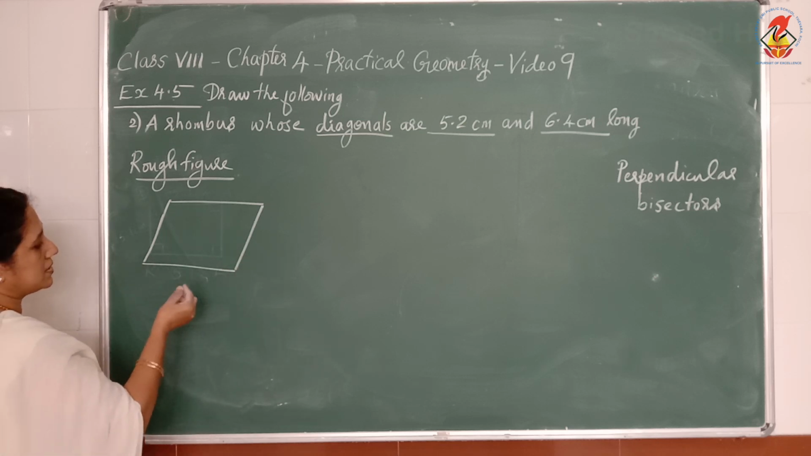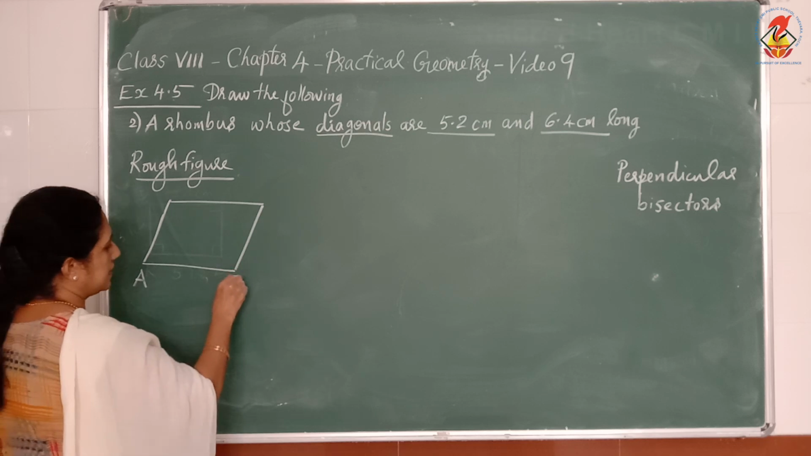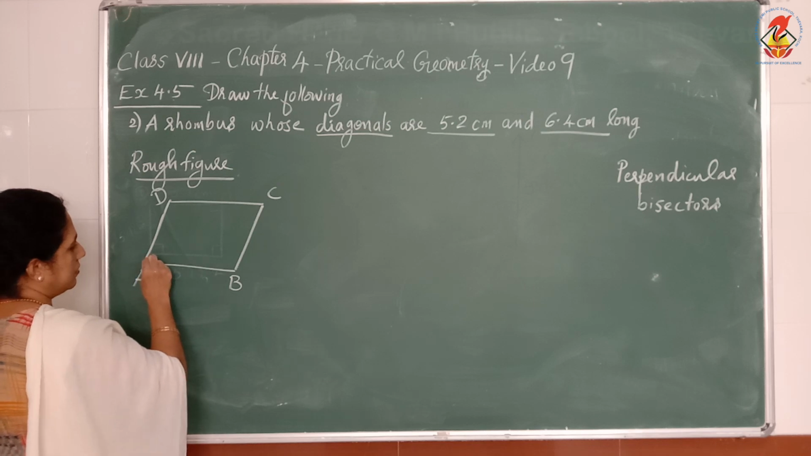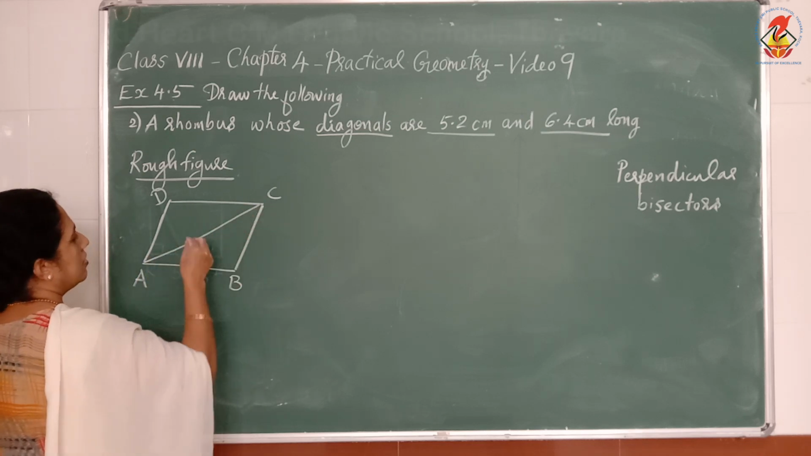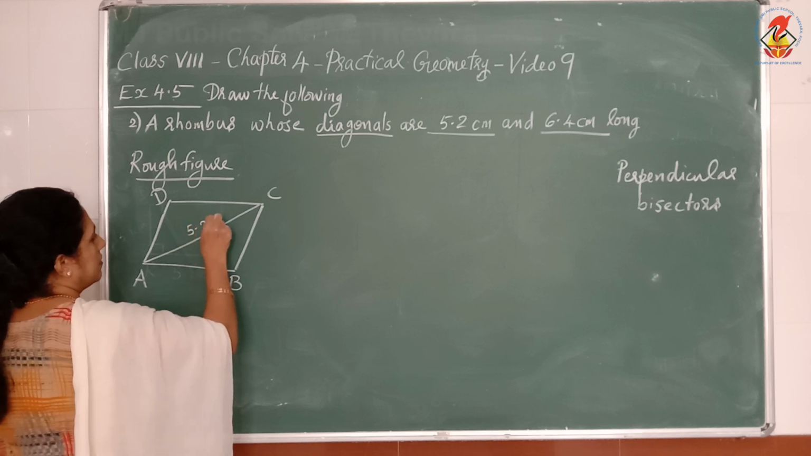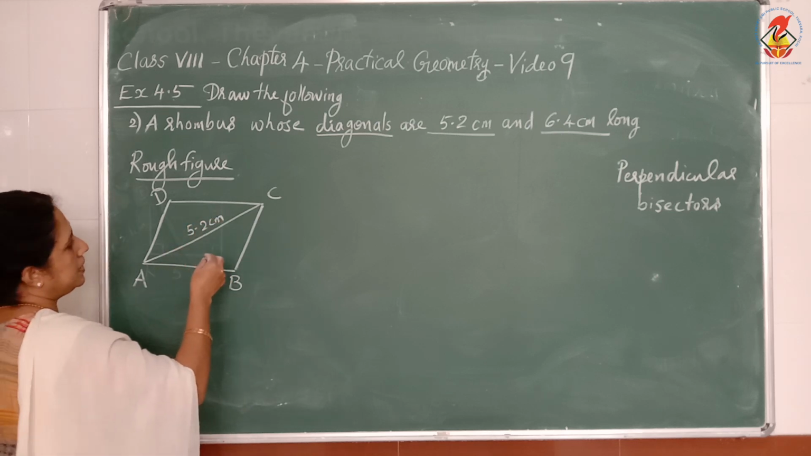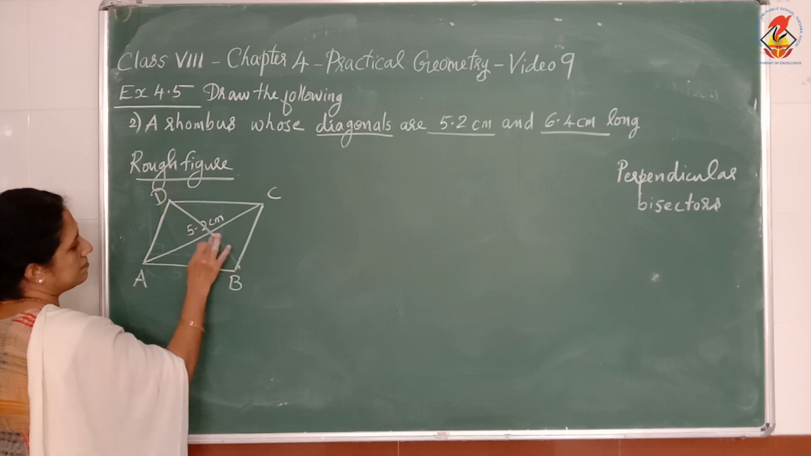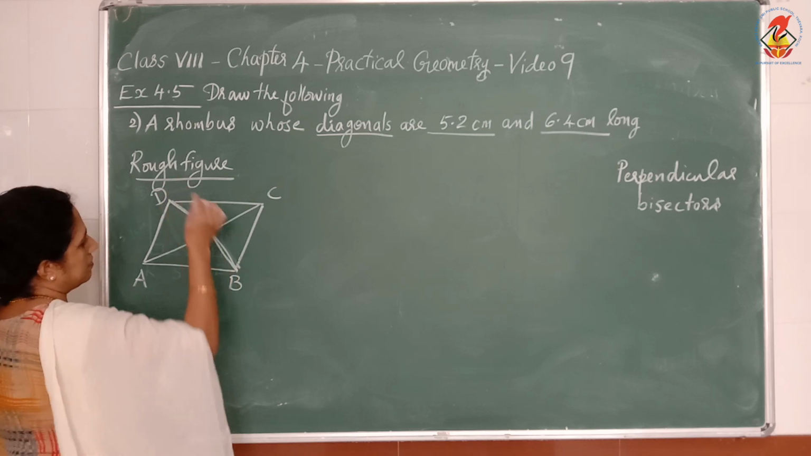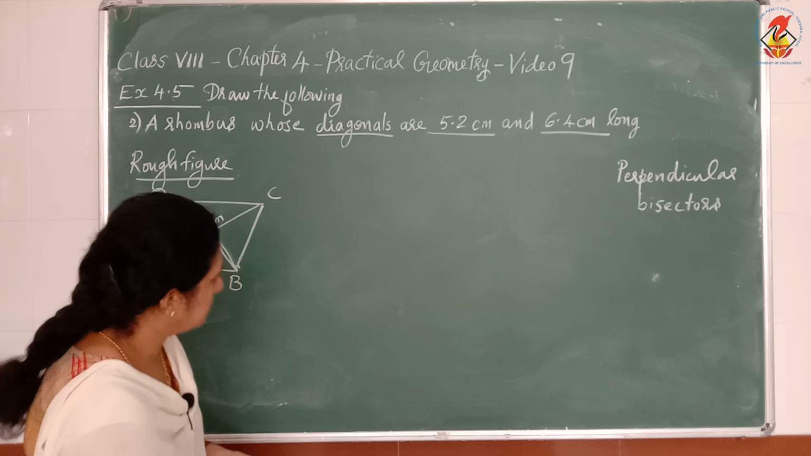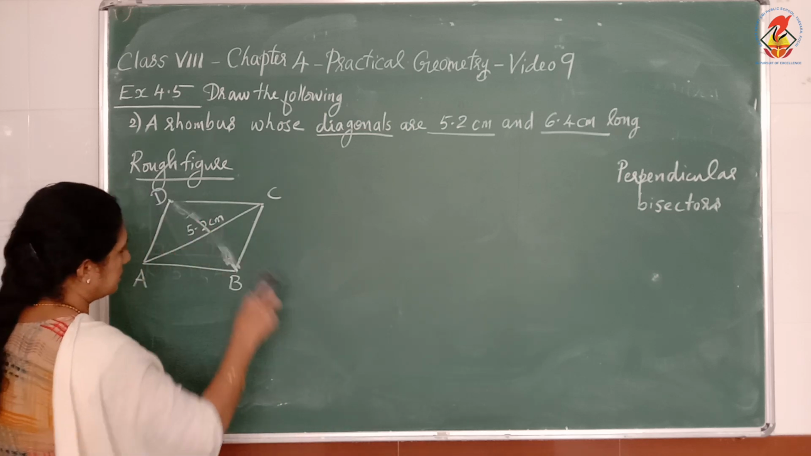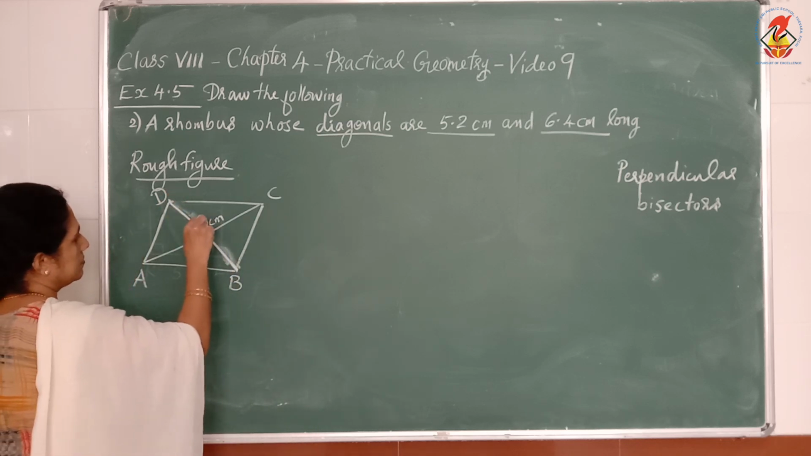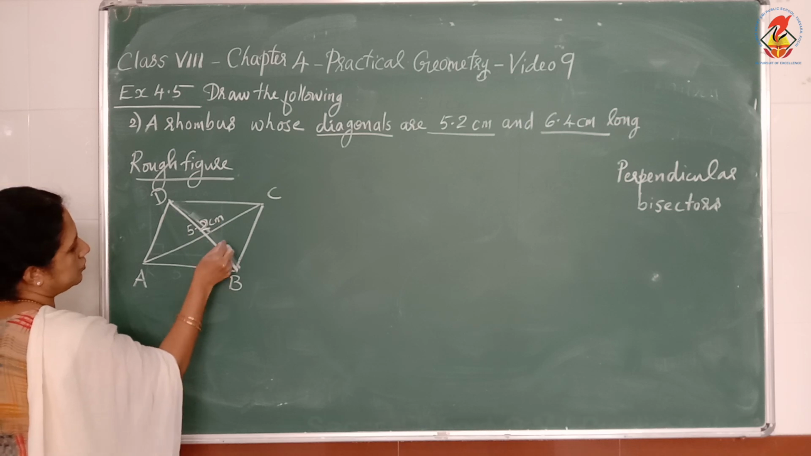So we can name the rhombus. The name is not given, so we can take it as A, B, C, D. Then AC is one of the diagonals. We can take AC as 5.2 centimeter. Then BD is 6.4 centimeter.